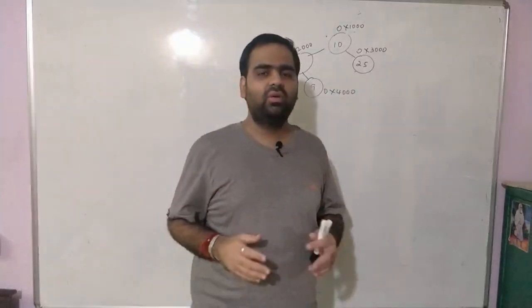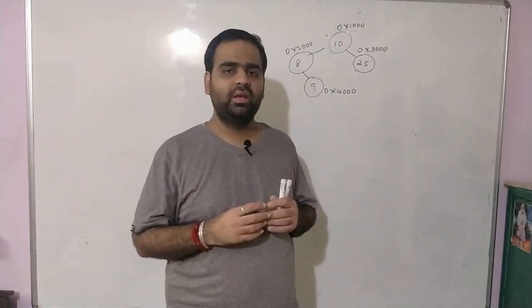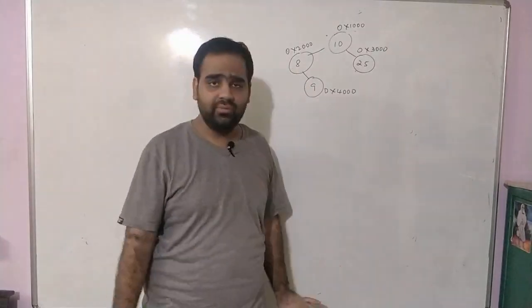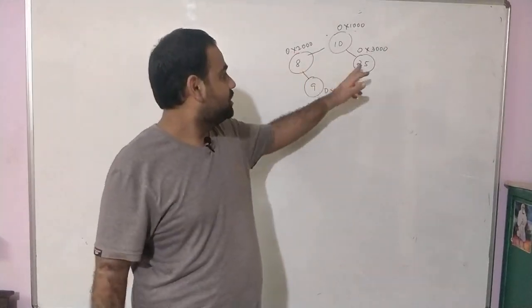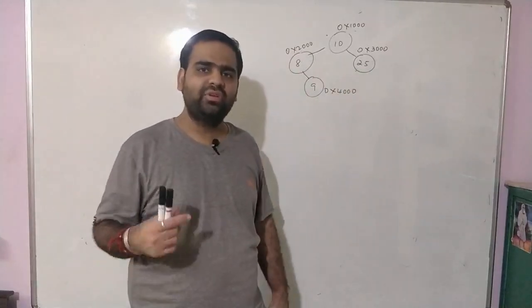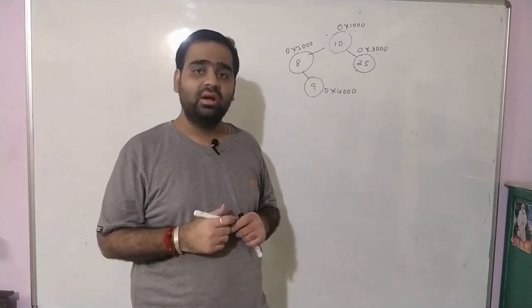Now let us see how we count the half nodes. Now what is the half node over here? 8, because 8 has only one child. 10 has 2 children, 9 and 25 do not have any children. Therefore a node which has only one child is called a half node.